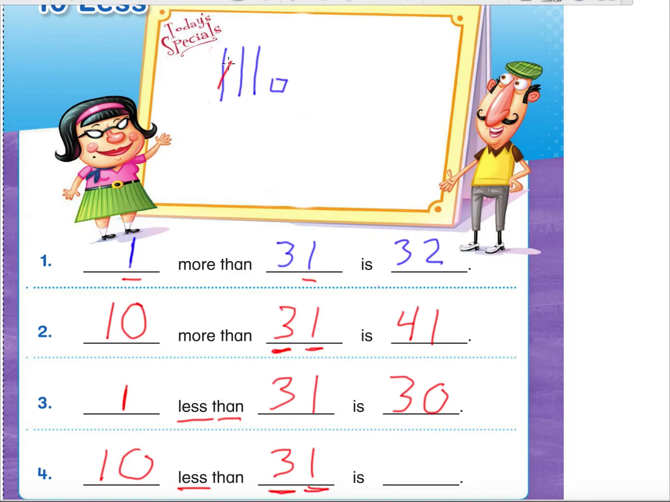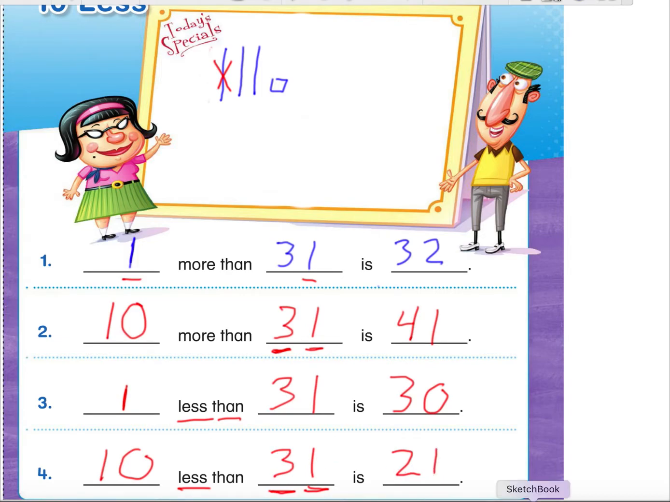And now let's see how many we have left. Ready? We're going to count on by tens first. 10, 20. Now we count our tens, then we just count on by 1, 21. So 10 less than 31 is 21.